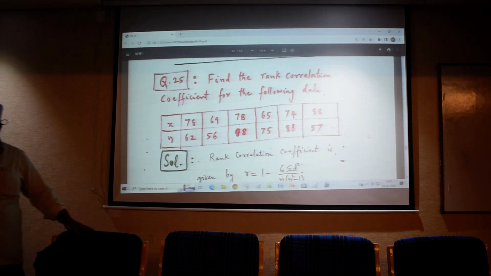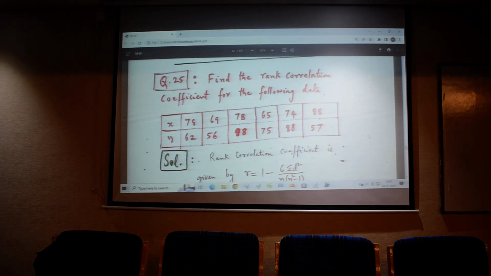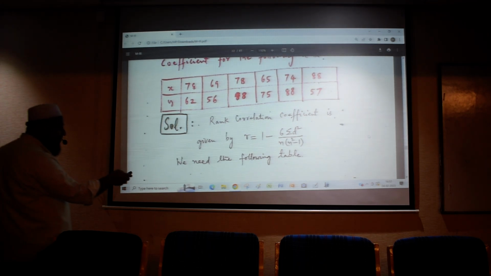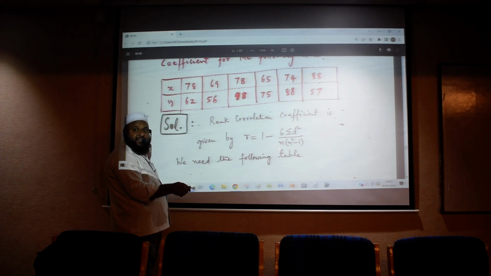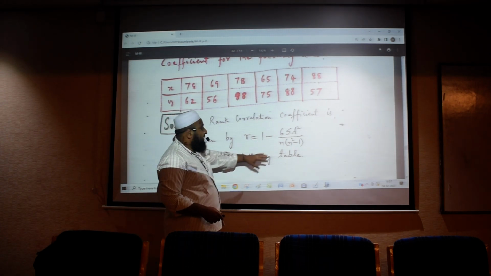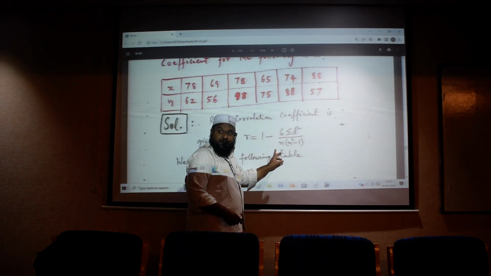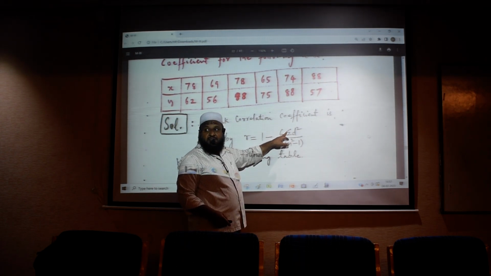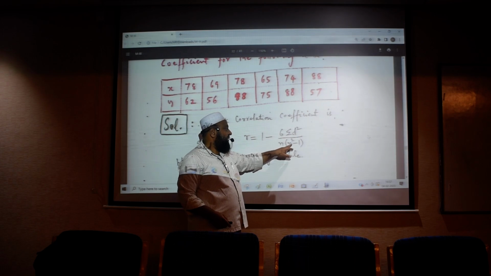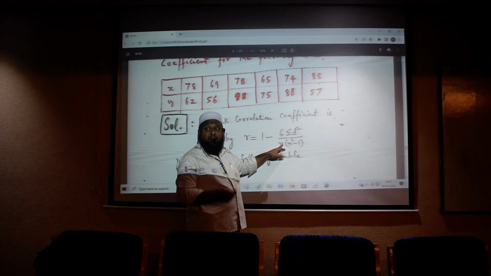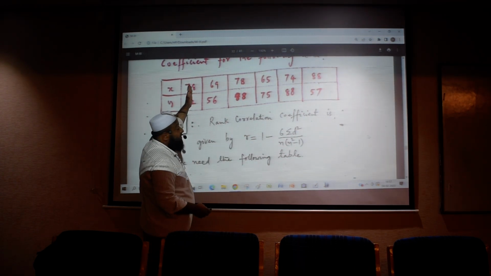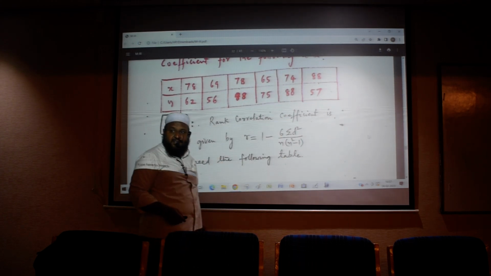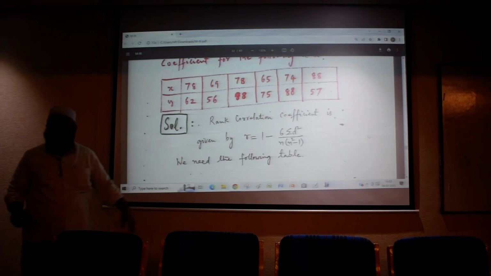Now, you need to calculate the rank correlation coefficient for the following data where X and Y are given. The formula for rank correlation coefficient is 1 minus 6 sigma d square, divided by n into n square minus 1. The division applies to the whole term. What is n? The number of data points. So it is 1, 2, 3, 4, 5, 6. N is 6.